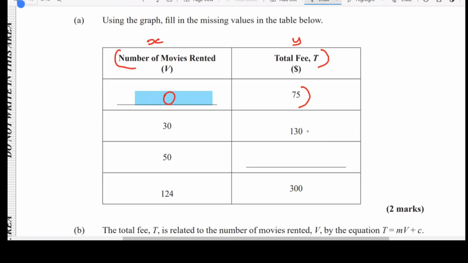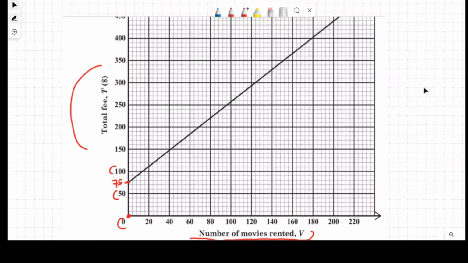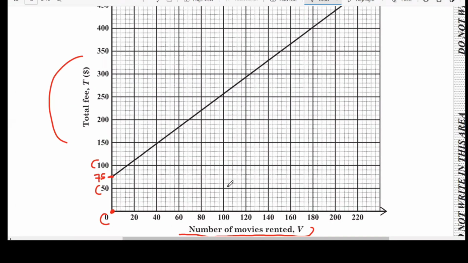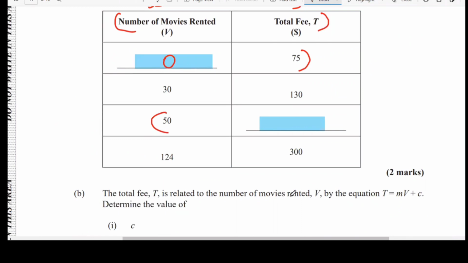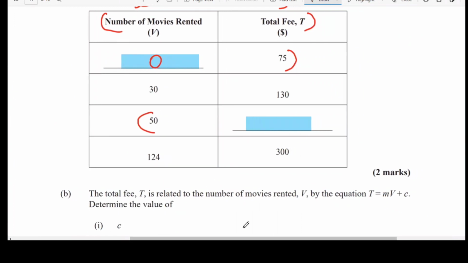Now we're going to be looking where the number of movies are. So we're going to be looking at 50 movies. At 50 movies, what is the fee? So we want to fill out the fee section now. So we're going to go where the movies are. That's on your x-axis. And we're going to follow that line until it touches the curve and go back across. All right. So let's go back to the question now. So we want to know 50 movies, right? 50 movies, what's the cost?